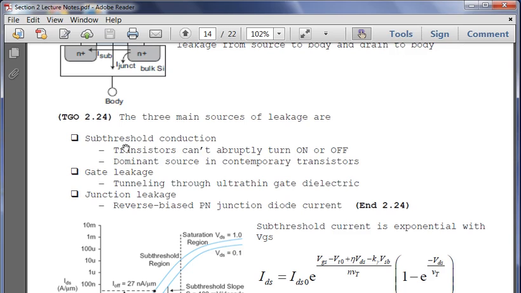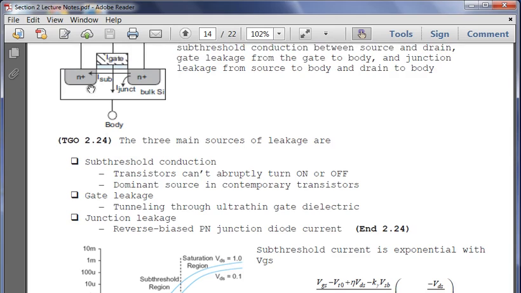Gate leakage involves tunneling through ultra-thin gate dielectrics. We talked about here the gate leakage from the gate to the body. So now you have some sort of tunneling. And then junction leakage is the reverse biased PN junction diode current from the source to the body and the drain to the body. So this I junction is this junction leakage current.